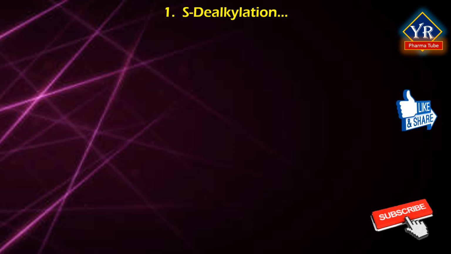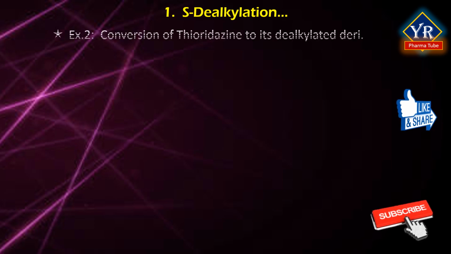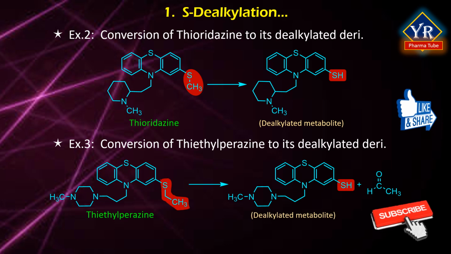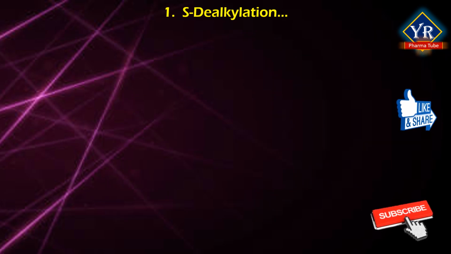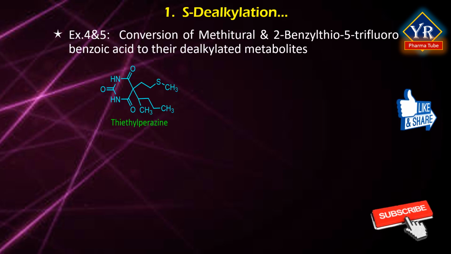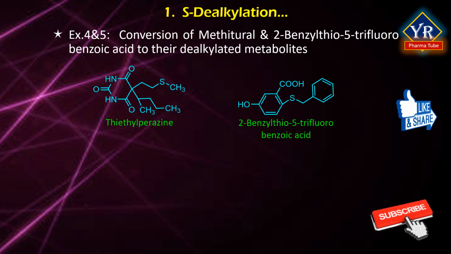Several phenothiazine derivatives undergo S-dealkylation, for example, thioridazine and thiethylperazine. Thioridazine is an anti-schizophrenic agent and thiethylperazine is only used to prevent nausea and vomiting. Both these agents undergo S-dealkylation at the sulfur atom to form the corresponding dealkylated products, leaving the aldehyde. Similarly, S-demethylation of methitural and S-debenzylation of 2-benzylthio-5-trifluoromethylbenzoic acid also have been reported.